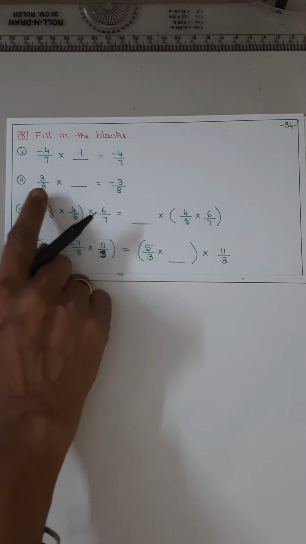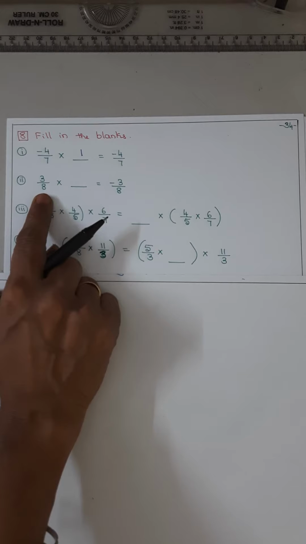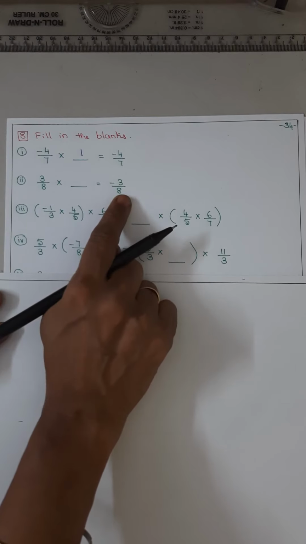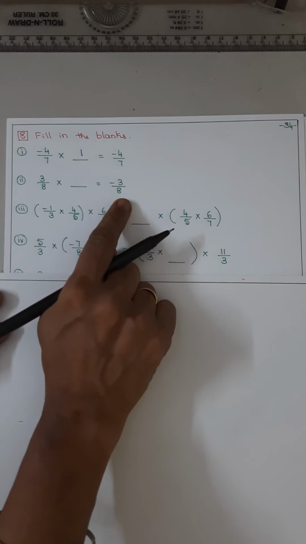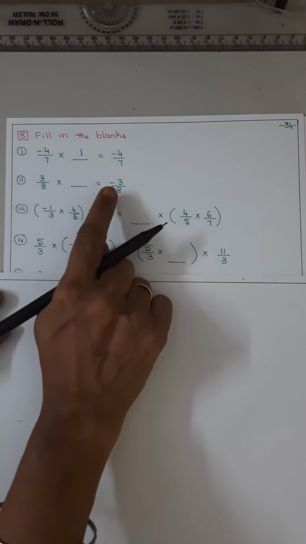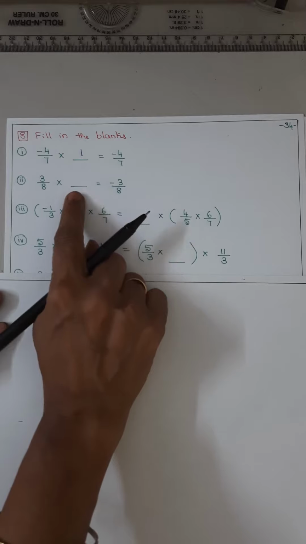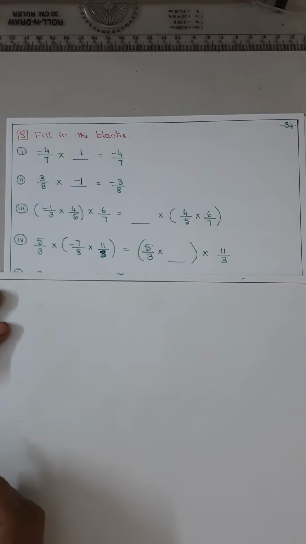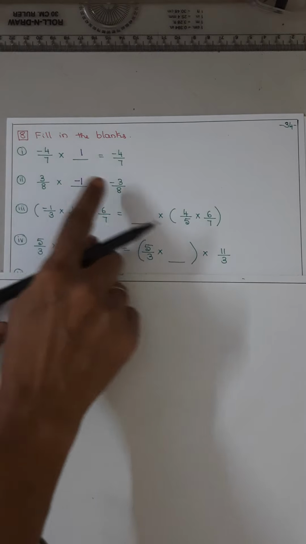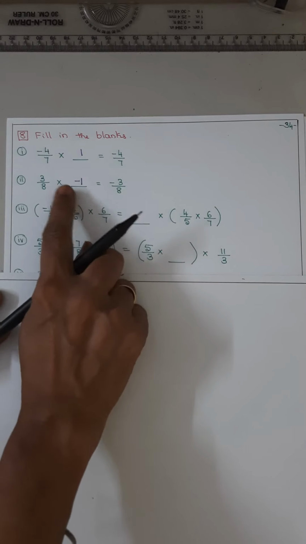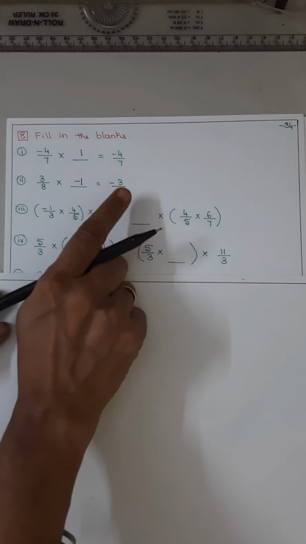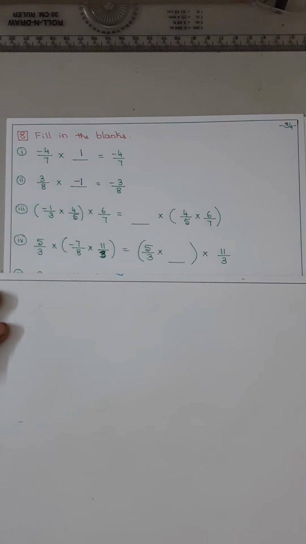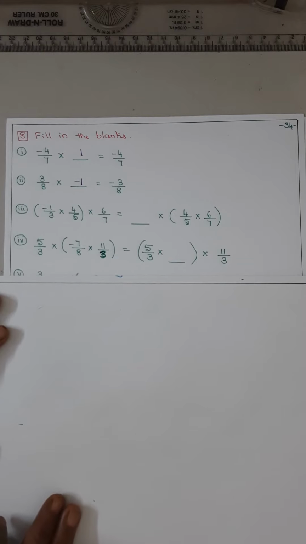Now here 3 by 8 into dash is equal to minus 3 by 8. See, number is okay 3 by 8, but here it is plus, here it is minus. So here we have to put minus 1. Why? Positive, here negative. So positive, negative, the answer will be negative. So that's why give importance to the signs also.